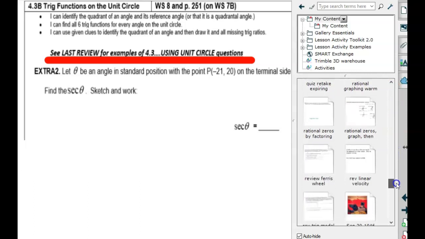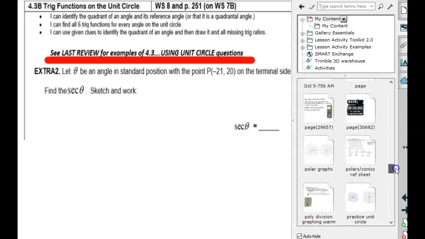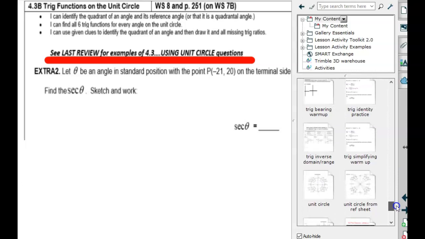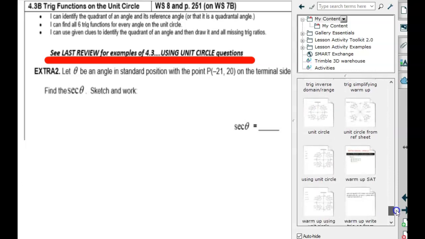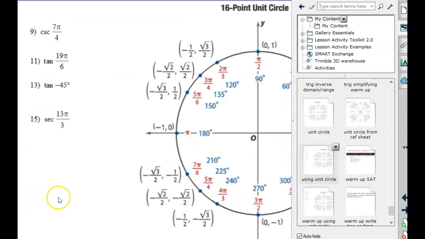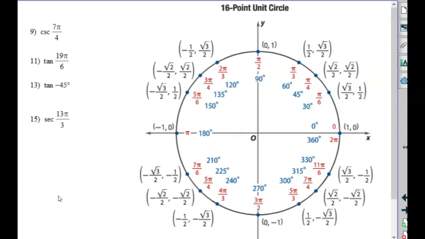I have a warm-up here. What is it called? I have two of them. Okay. So here's what it looks like on the quiz.